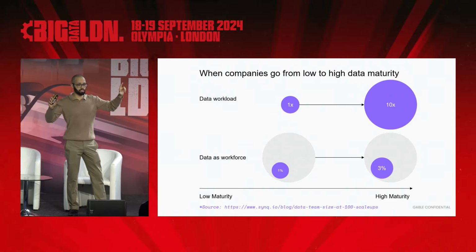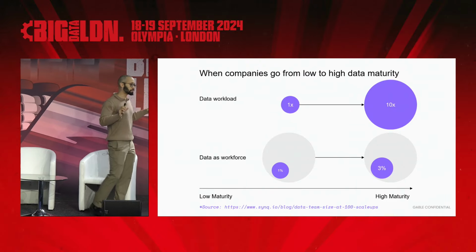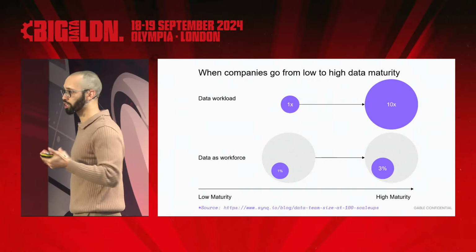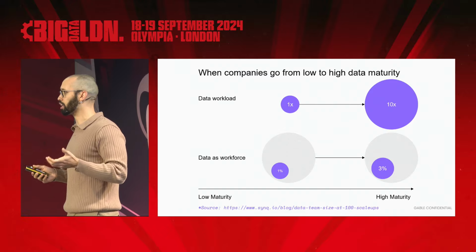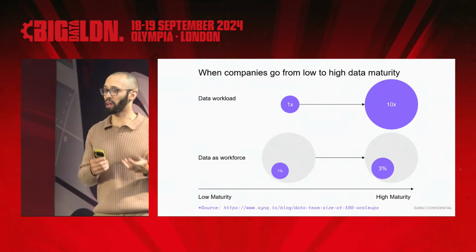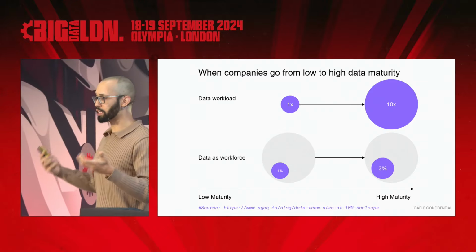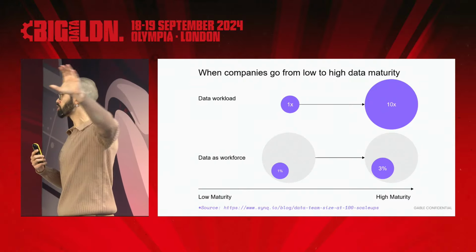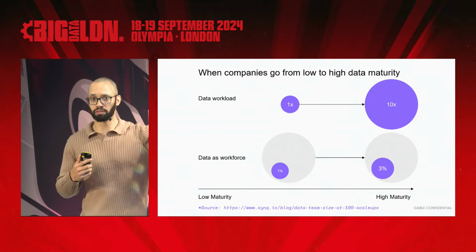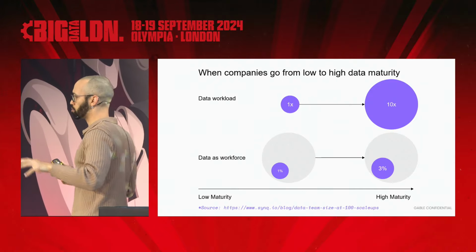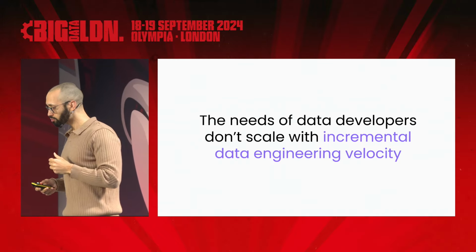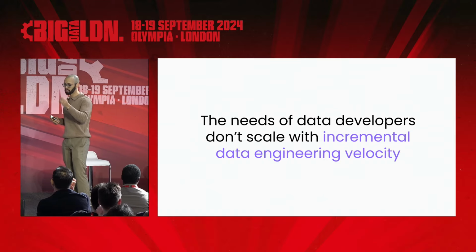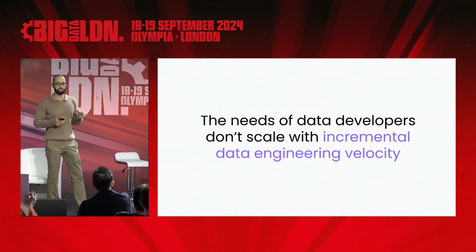So as your business starts to scale data, what a lot of people think is, oh, well, we can just hire data engineers proportionally to keep up with the growing mess over time. No, wrong, incorrect. That's not what happens. The amount of people in a company that want to use data as it comes online grows exponentially. And the amount of data, so the volume of data that's actually needed, also grows exponentially. And so very, very quickly, what occurs is that all of these needs of data developers don't actually scale with incremental data engineering velocity.